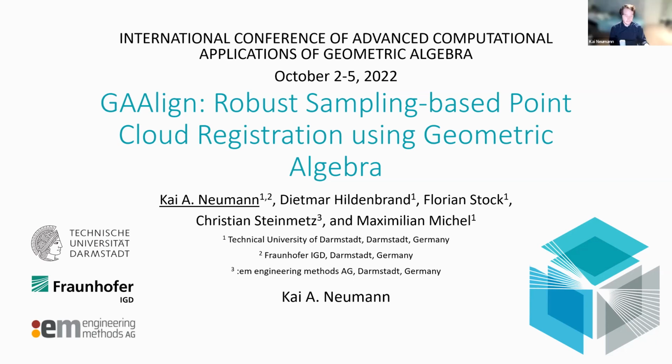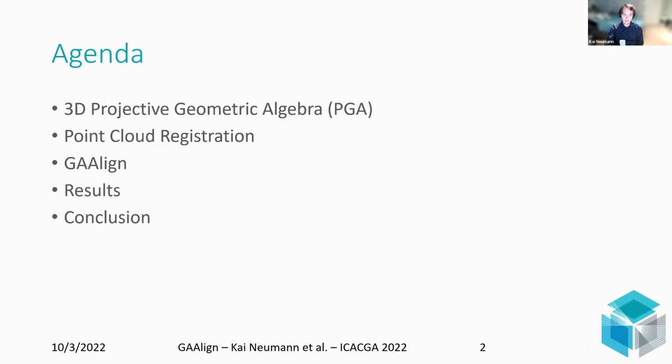Okay, thank you. So hi everyone, my name is Kai Neumann, and today I'm presenting our contribution titled GAAlign, Robust Sampling-Based Point Cloud Registration using Geometric Algebra. First of all, I want to start with a quick introduction to 3D projective geometric algebra, short PGA, which seems to be a common theme today. You should already be familiar with that, for example, from the talk from Leo Dorst earlier today. After that, I introduce the problem of point cloud registration and then explain our own method called GAAlign. After that, I'll show what results we can produce with that and then end with a conclusion.